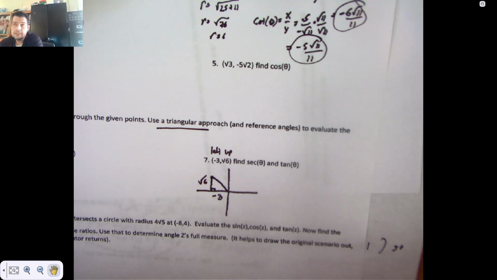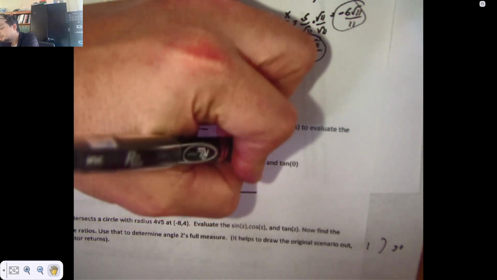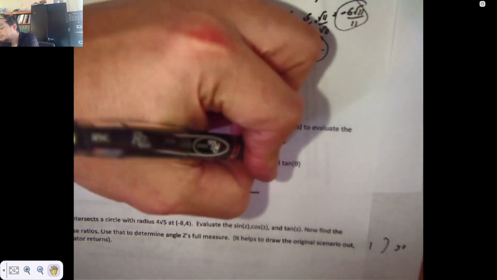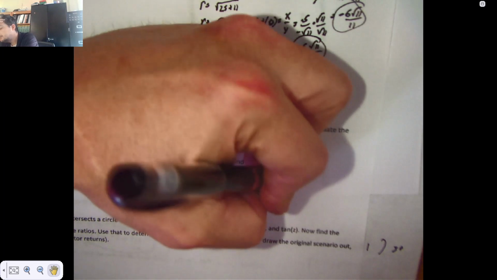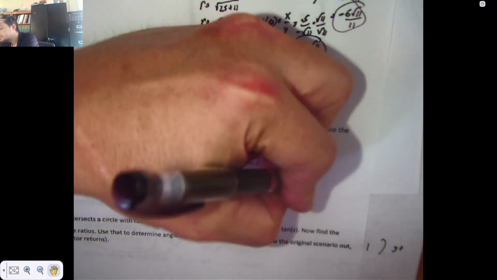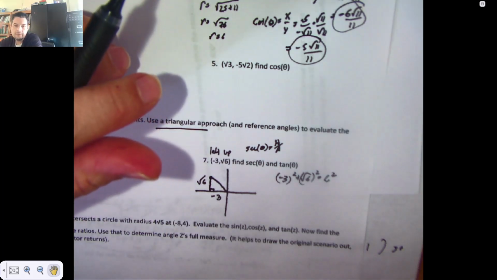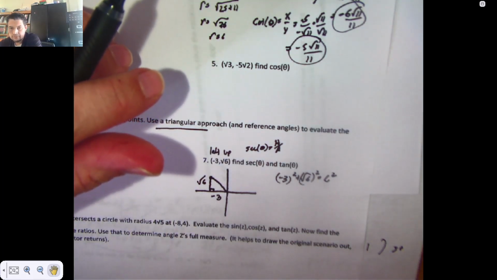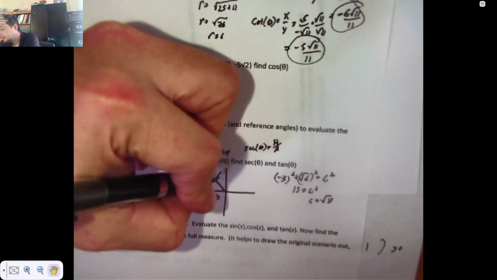Now I want secant and tangent. At least one of those requires a hypotenuse. Secant is going to be the funny guy. So I need to know this hypotenuse. That's what I have to know. So I got to do a little Pythagorean theorem. I got to do a negative 3 all squared plus a root 6 squared being equal to c squared. And that's going to give me, I think, 15 if I'm thinking right. 9 and 6, yeah. So 15 is c squared, so c is root 15. Now I got my little hypotenuse.